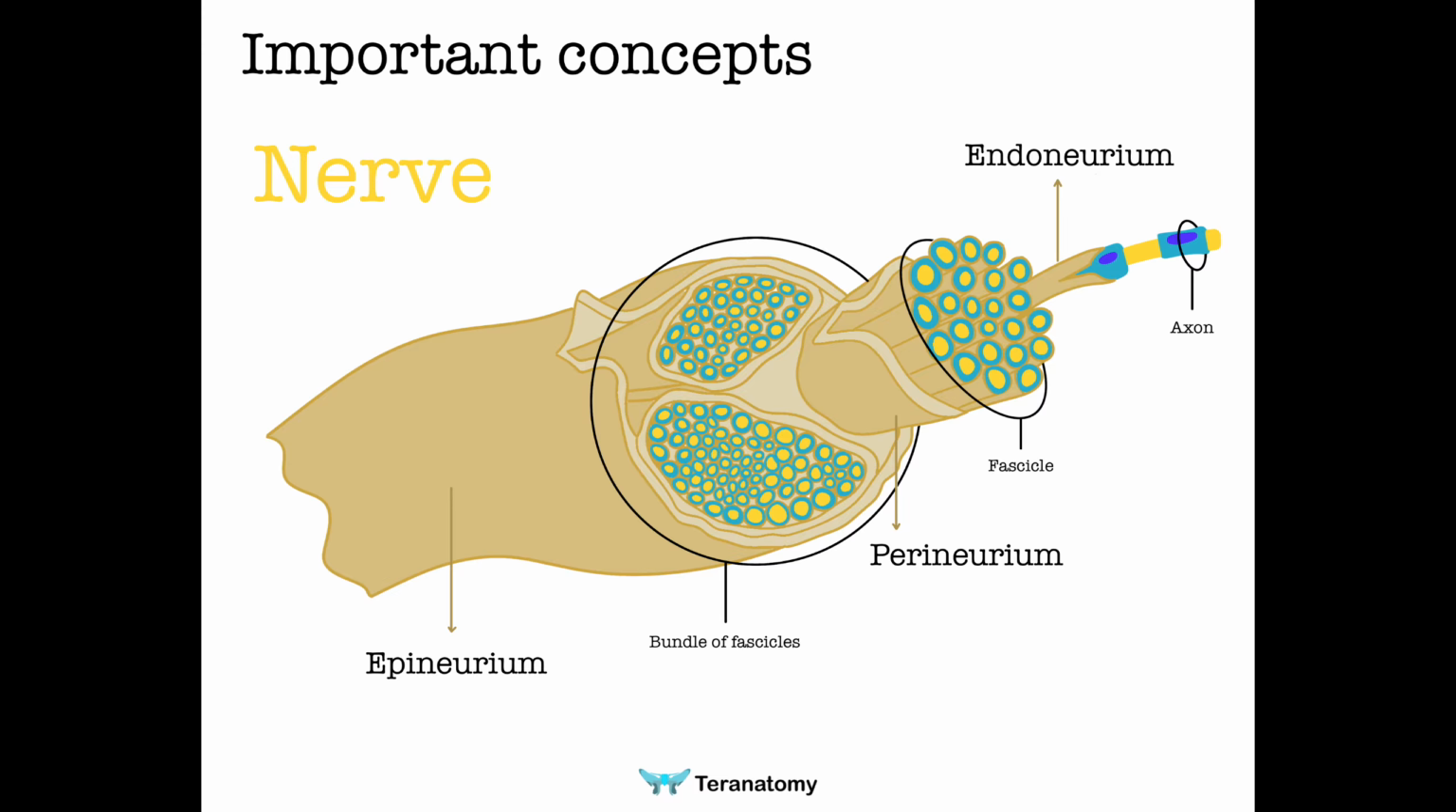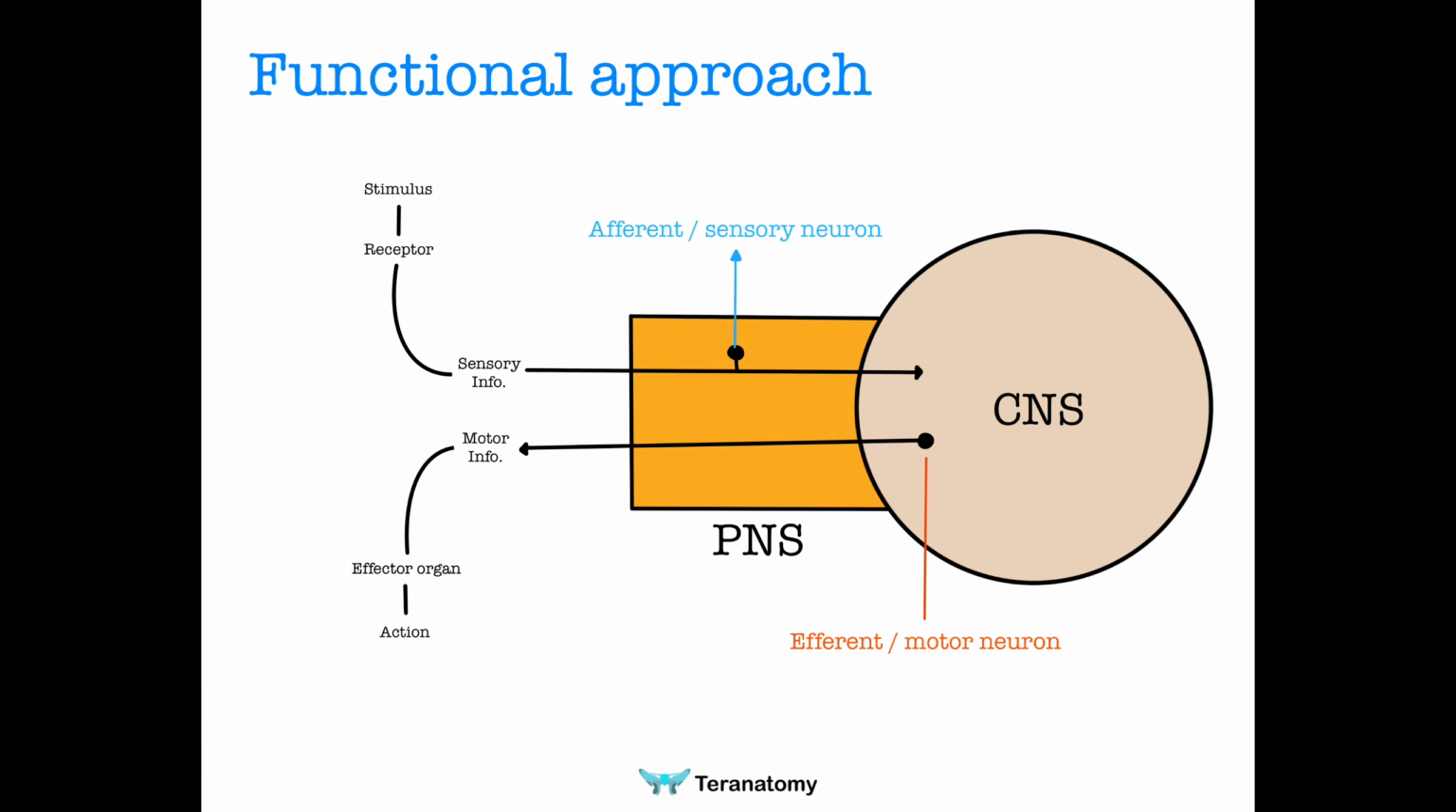The endoneurium, perineurium, and epineurium together provide crucial mechanical support and protection, helping preserve nerve function. Now we finally arrive at the functional approach to neuroanatomy. To introduce it, we'll use this simplified diagram.